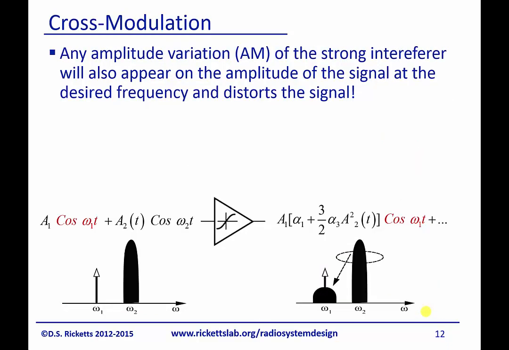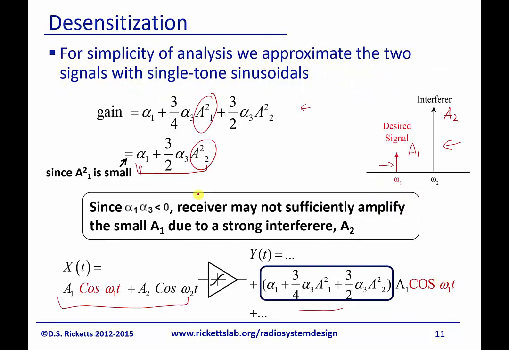Any amplitude variation in the strong interferer will also appear on the amplitude of the desired frequency and distort the signal. So here's our desired signal, here's our interferer, and if you look at what comes out at our fundamental frequency, look at that. A2 is now modulating our desired signal because of its intermodulation product. So I'm just going to back up here so we can see that again. We see that our gain has a fixed amount and then also this nonlinear amount that's due to A2.